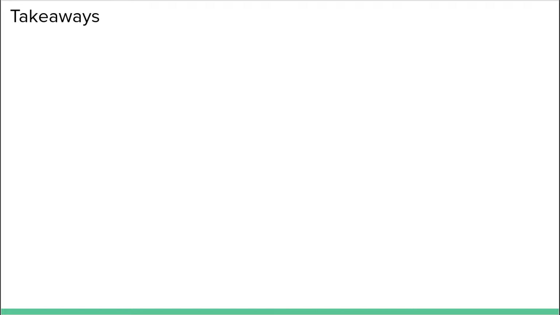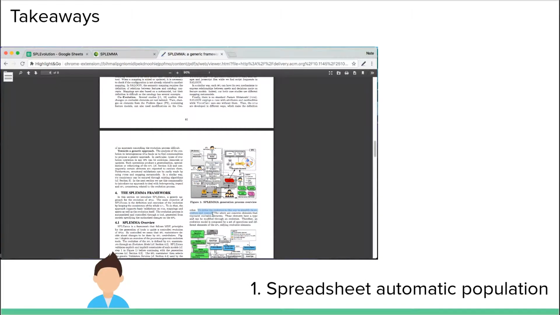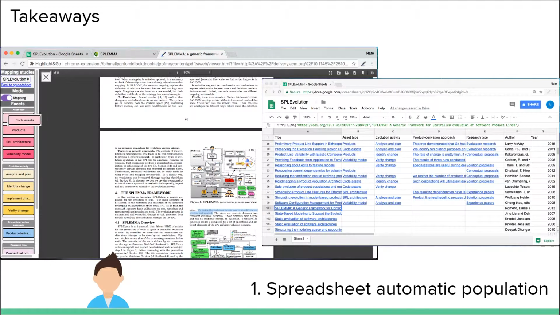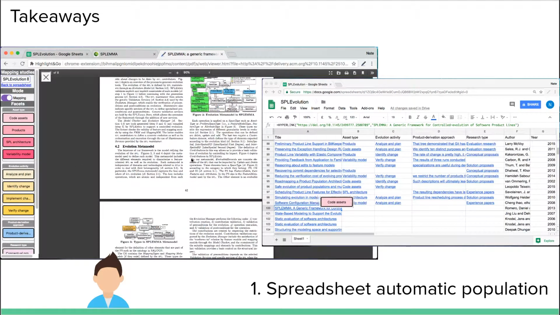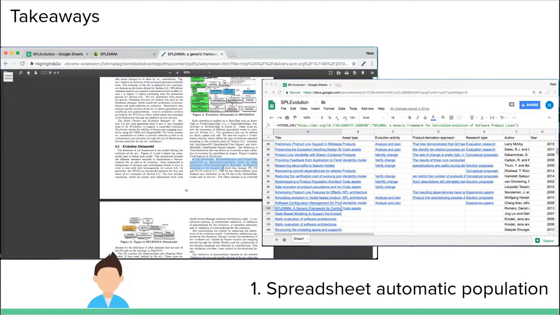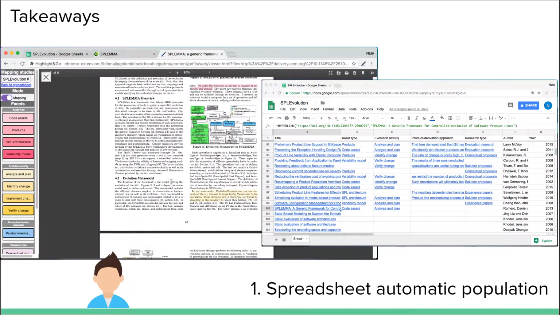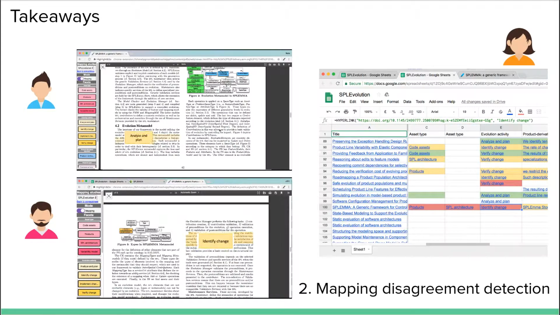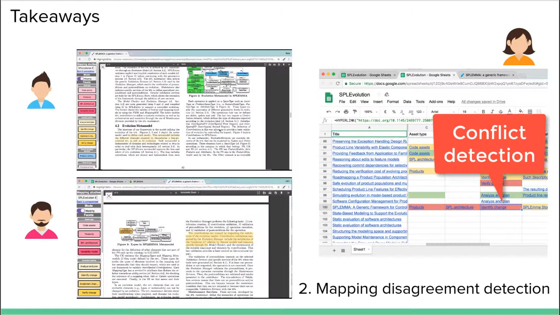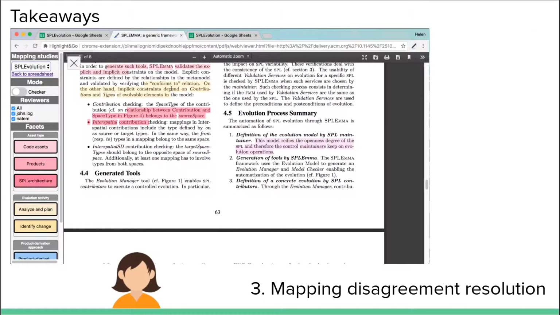In conclusion, which ones are the takeaways? 1. Highlight&Go provides automatic population of spreadsheets based on the highlights during the data extraction process. 2. It provides a mechanism to detect the mapping disagreements in multi-reviewer mapping studies. 3. The checker can resolve easily the disagreements directly in the PDFs.